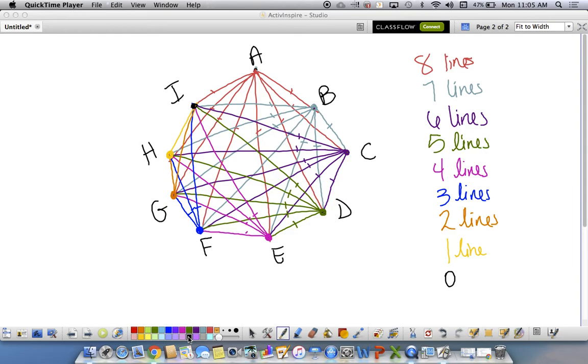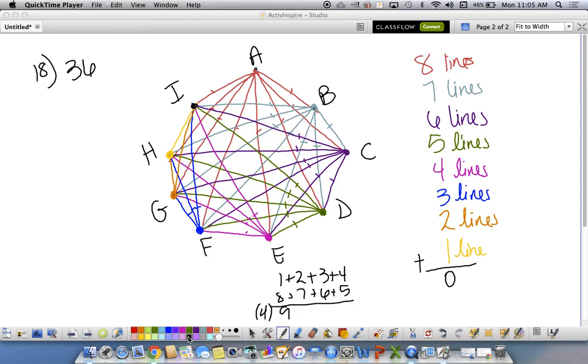Okay? So, what are we adding? How many line segments or how many handshakes have taken place? 8 plus 7 plus 6 plus 5 plus 4 plus 3 plus 2 plus 1. So we need to add the numbers 1 through 8. So if you want to do that trick that we just did, 1 plus 2 plus 3 plus 4, 5 plus 6 plus 7 plus 8, it really would be 9 times 4, which is 36. So number 18, the answer is 36 line segments.